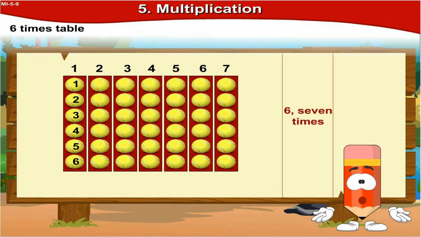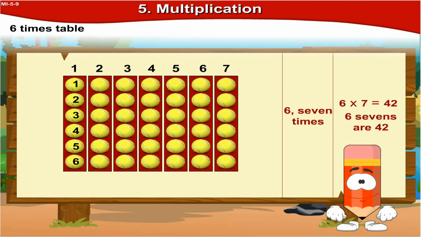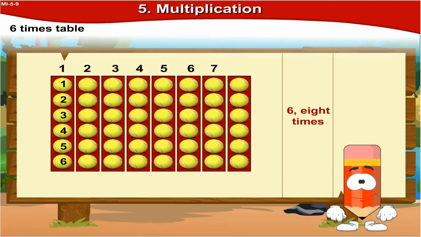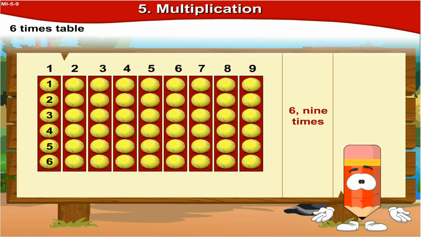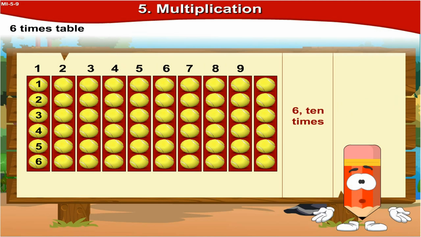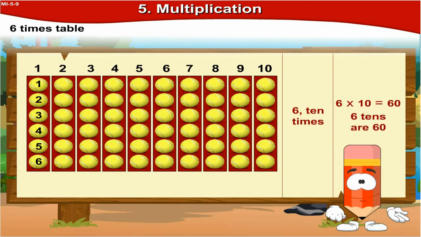6, 7 times. So 6 multiplied by 7 is equal to 42. 6 sevens are 42. 6 multiplied by 8 is equal to 48. 6 eights are 48. 6, 9 times. 6 multiplied by 9 is equal to 54. 6 nines are 54. 6, 10 times. 6 multiplied by 10 is equal to 60. 6 tens are 60.